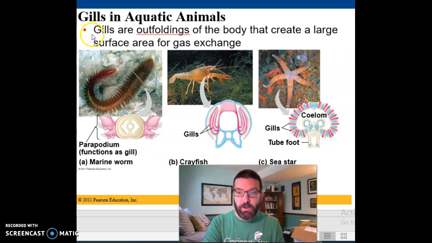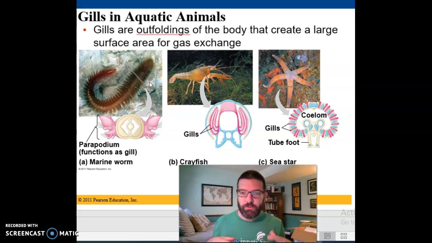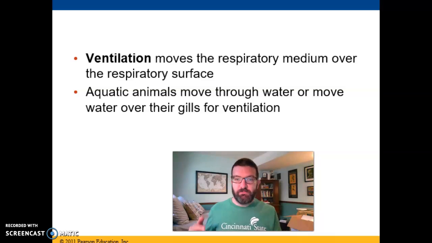So it's very different depending on the type of organism, but you have to have some structure with a lot of surface area that allows for exchange with your environment. And you have to have a way of moving that medium, either air or water, across your respiratory surface, your gills or your lungs. And we call that process of moving the respiratory medium, air or water, across the respiratory surface, gills or lungs, ventilation. So for us, ventilation is breathing, right? We bring the medium, air, across our lungs, which are the respiratory surface.